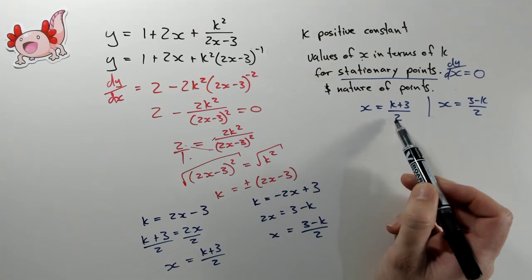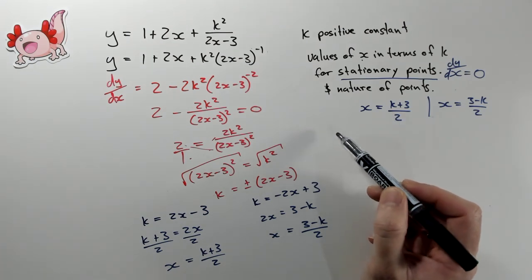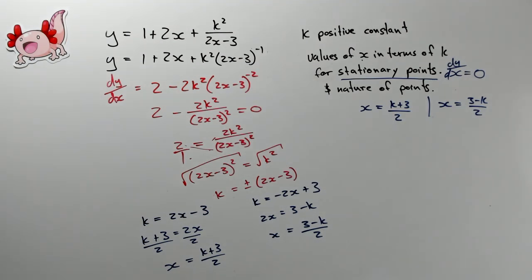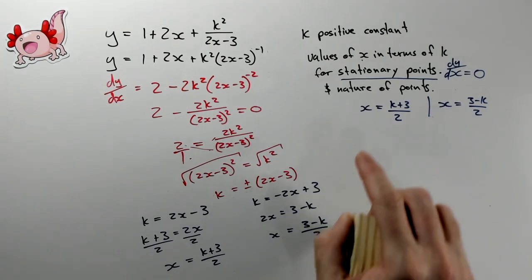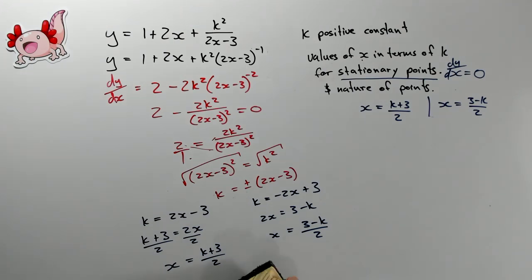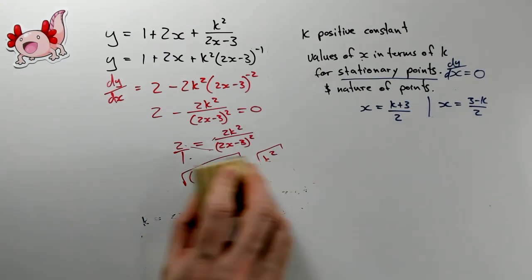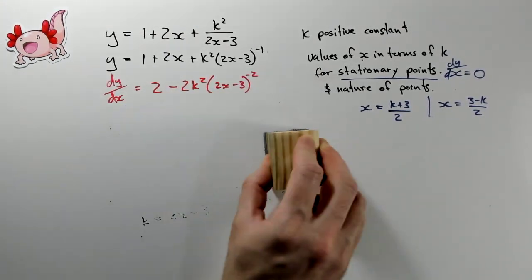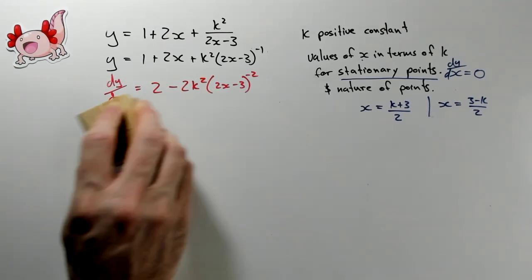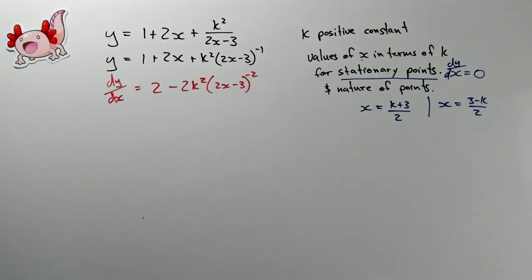So the easiest is just finding the second derivative, and then seeing what the sign is of that second derivative when we input the x value. So let's take a look. I'm going to take all this away. Just going to leave my derivative there, because I'm going to have to derive again.